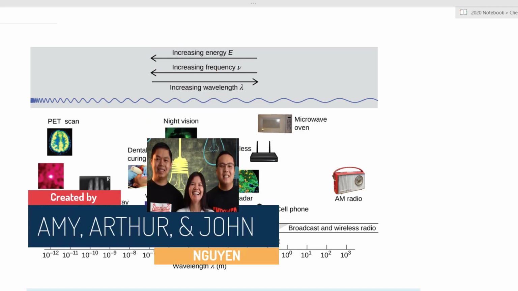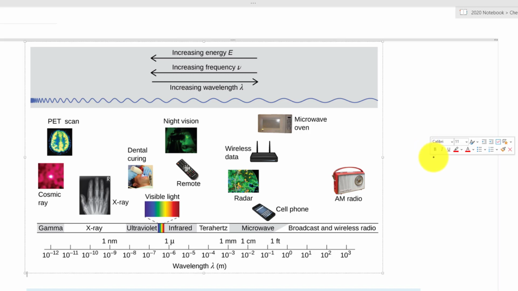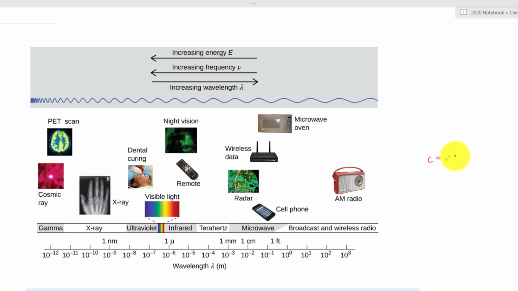In the previous lesson, we learned about electromagnetic radiation that has dual properties of wave-like and particle-like. And we look at the wave in terms of c equals frequency times lambda. And then we also looked at their relationship when we compare frequency and lambda, and we realize it has an inverse relationship, okay?